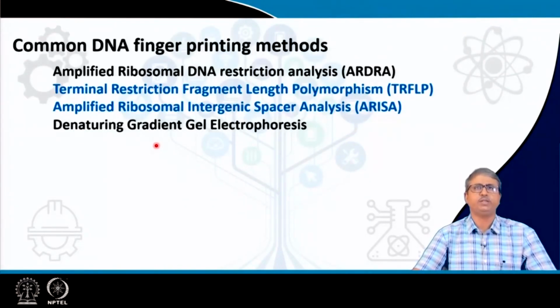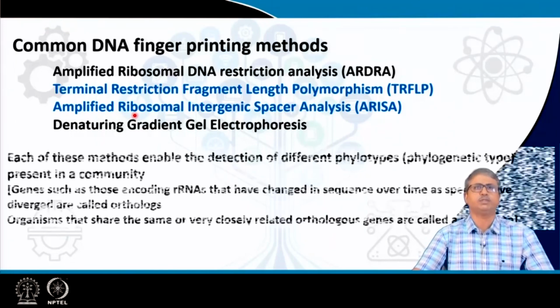Now, the common DNA fingerprinting methods that are widely used in the environmental biotechnology sector for monitoring the community or exploring the community for different purposes are amplified ribosomal DNA restriction analysis, ARDRA, terminal restriction fragment length polymorphism, or TRFLP, amplified ribosomal intergenic spacer analysis, or ARISA, and denaturing gradient gel electrophoresis. Among these methods, we will be discussing two methods, ARDRA and DGGE, in our subsequent lecture.